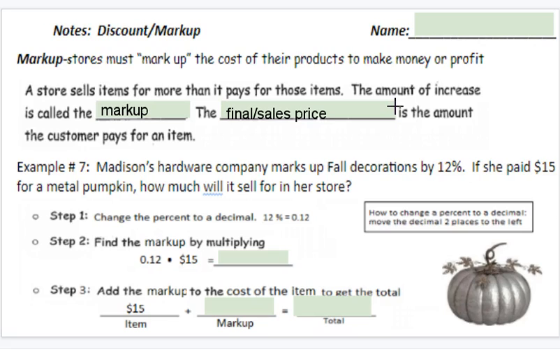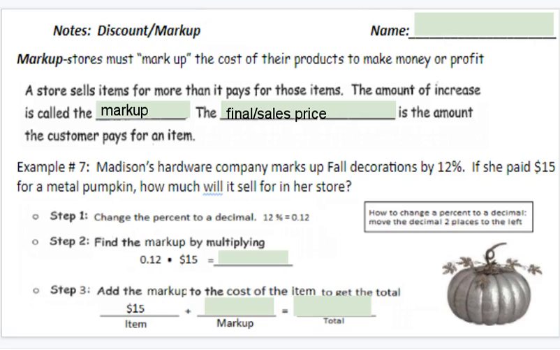So here's an example. Madison's Hardware Company marks up fall decorations by 12%. If she paid $15 for a metal pumpkin, how much will it sell for in her store? So here's some steps down here that we can follow. So step 1, we change the percent to a decimal.